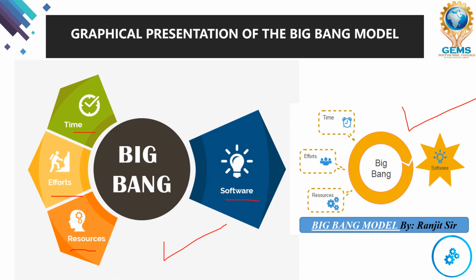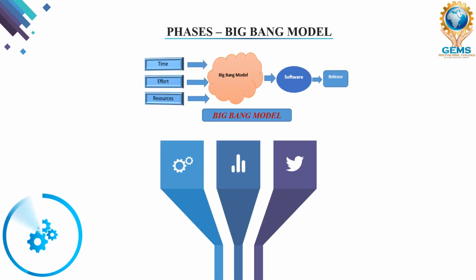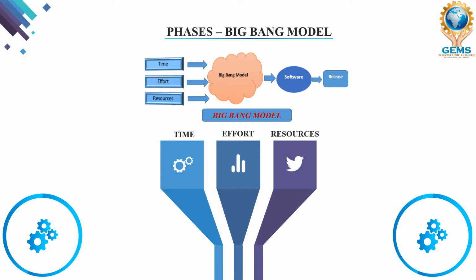So I tried to explain this in a simple way by graphical representation that makes it easier for you to understand the concept of the Big Bang model. Now here we are going to see the phases of the Big Bang model. So what are the phases of the Big Bang model? We have three phases. First we have time, second we have effort, and third we have resource. So these three phases we have in the Big Bang model. Based on these three phases, we are able to develop the software by using the Big Bang model in SDLC.